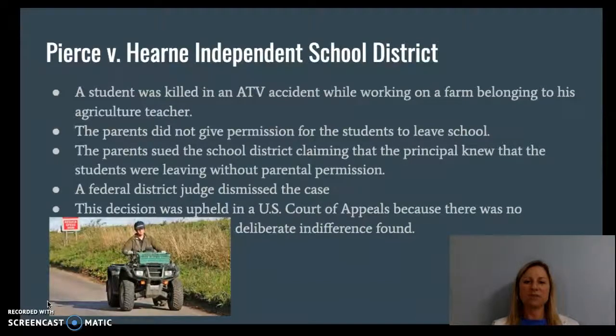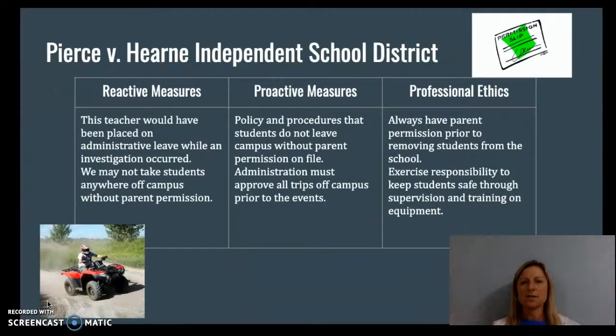However, a federal district judge dismissed the case, and then the decision was upheld in the U.S. Court of Appeals because there was no deliberate indifference found in that situation. They were not intentionally trying to harm students. So while it was something that I think they will get in trouble for, probably at the district, like within the job, the courts did not feel like they could award anything to the parents.